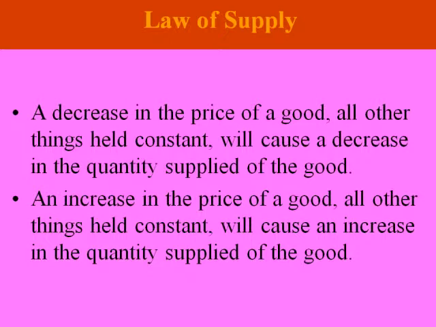A decrease in the price of goods, all other things held constant, will cause a decrease in quantity supplied. Whereas an increase in the price of goods, all other things held constant, will cause an increase in quantity supplied of the good. Let's see it with the help of a table and diagram.